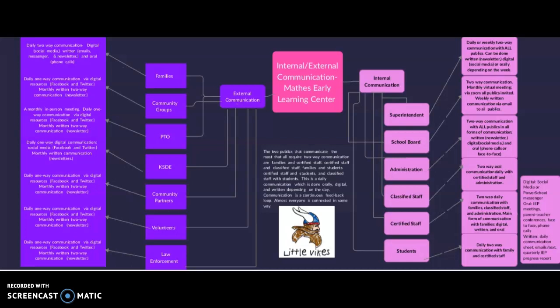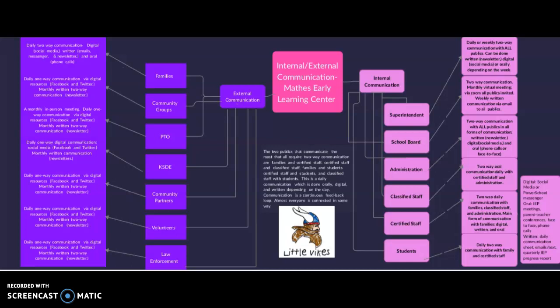Community groups, I would say, have a good relationship with our administration, our school board, and then our superintendent. So they get one-way communication via Facebook or Twitter. That's generally our school Facebook updates, generally once a day. And then they get a monthly written newsletter. And from that newsletter, if they have any questions or concerns, they can reach out via email, via phone call, or even commenting on Facebook.